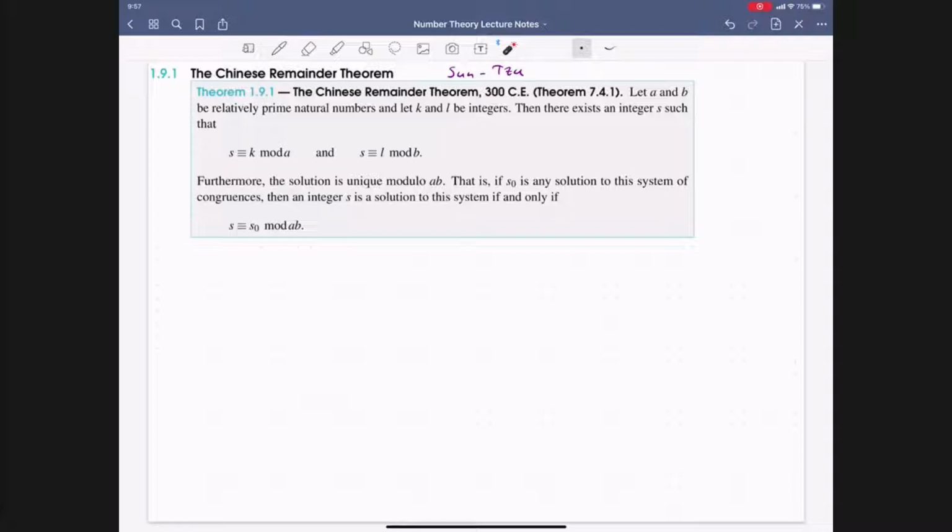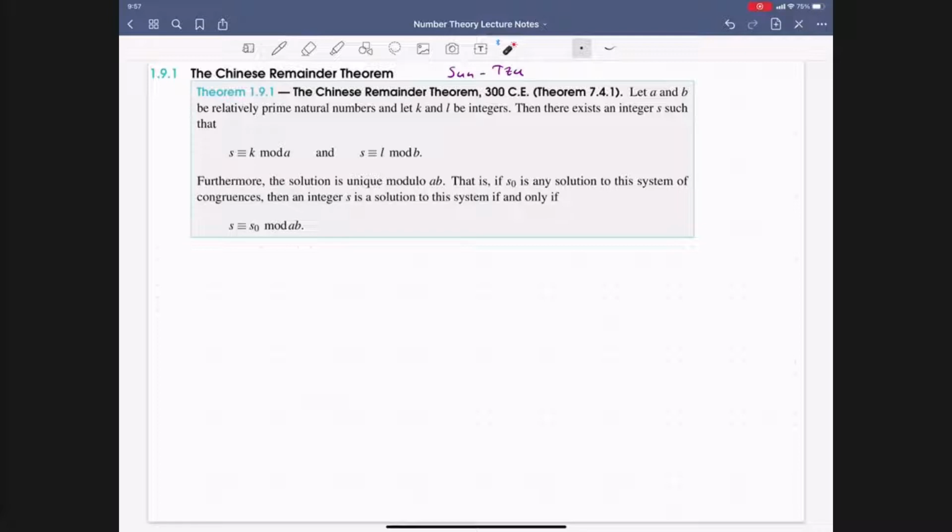Now, something I want to point out is this is in the language of modular arithmetic. That was done by Gauss. And so this is not the same statement that Sun Tzu wrote down over 1700 years ago. Instead, we are actually covering an equivalent formulation that is due to Gauss that appeared in his Disquisitiones Arithmeticae in 1802. So how do we prove this?